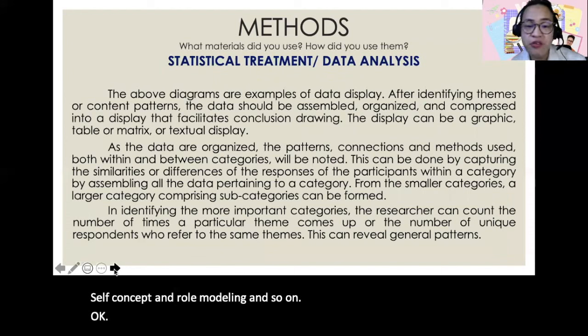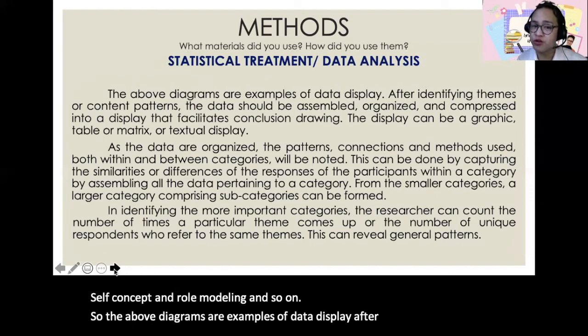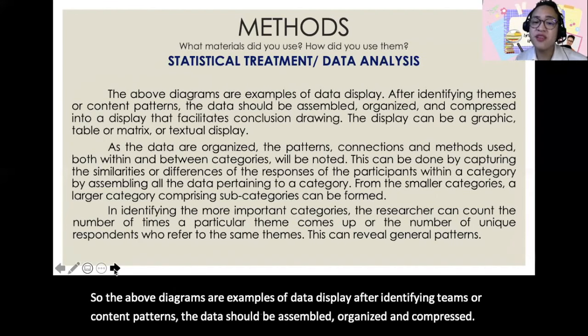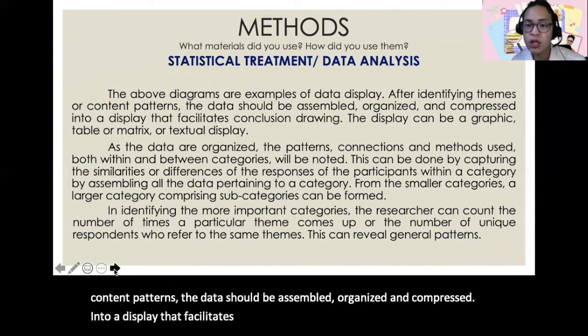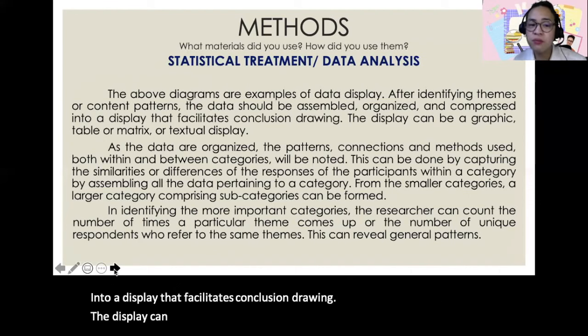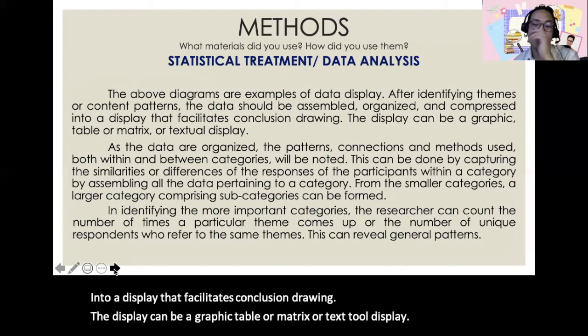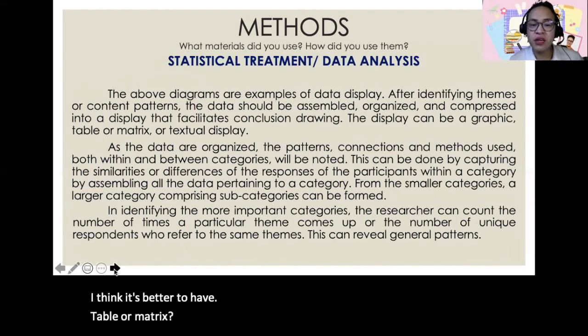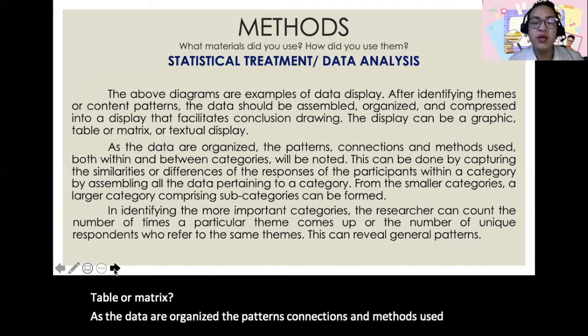So the above diagrams are examples of data display. After identifying themes or content patterns, the data should be assembled, organized, and compressed into a display that facilitates conclusion drawing. The display can be a graphic, table, matrix, or textual display. I think it's better to have a table or matrix. As the data are organized, the patterns, connections, and methods used both within and between categories will be noted.